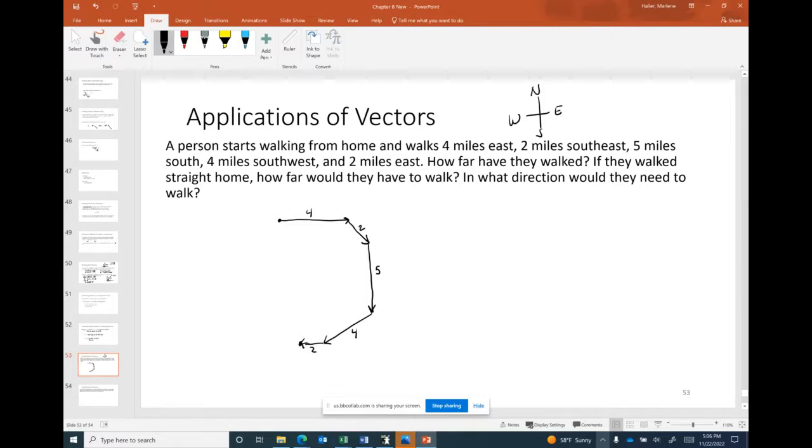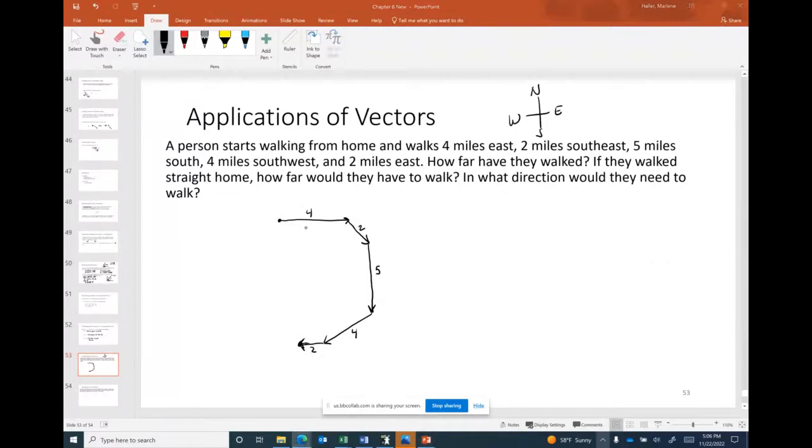Okay, that's where they end up. So that's kind of a sketch of the path they're taking. How far have they walked? All right, so you want to add the magnitudes of all these vectors to find out how far they walked. Right? Well, let's label them.